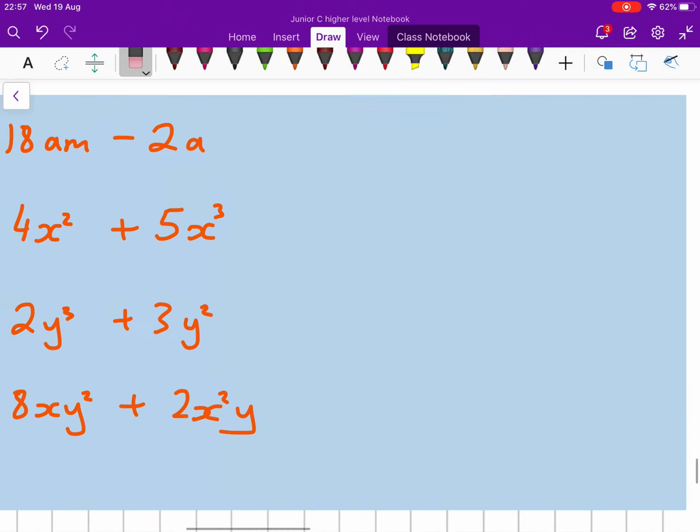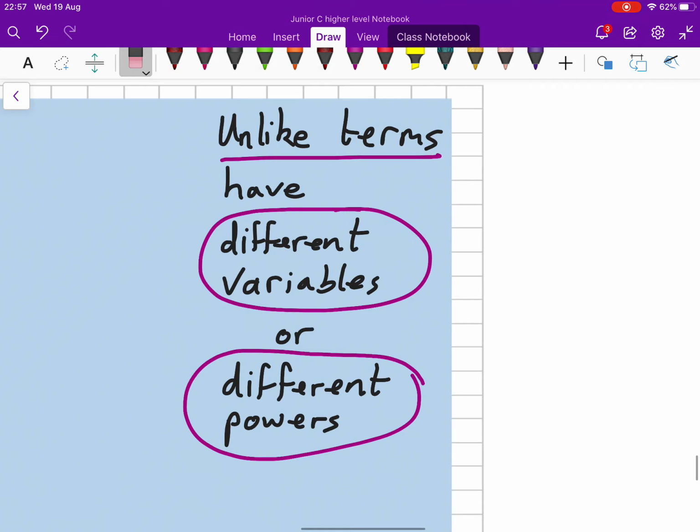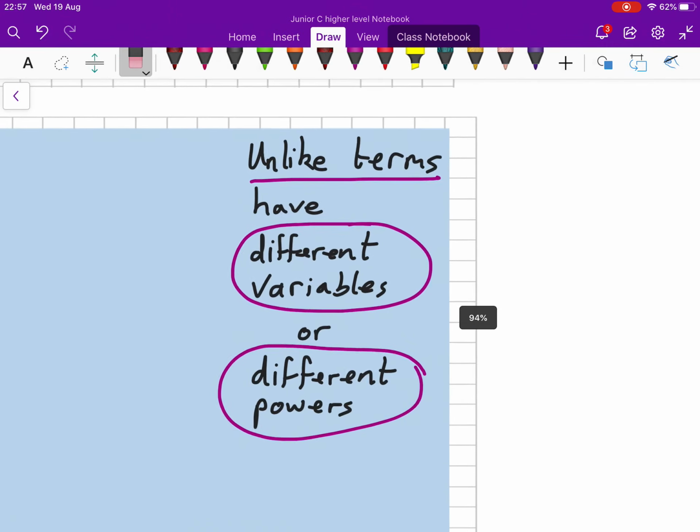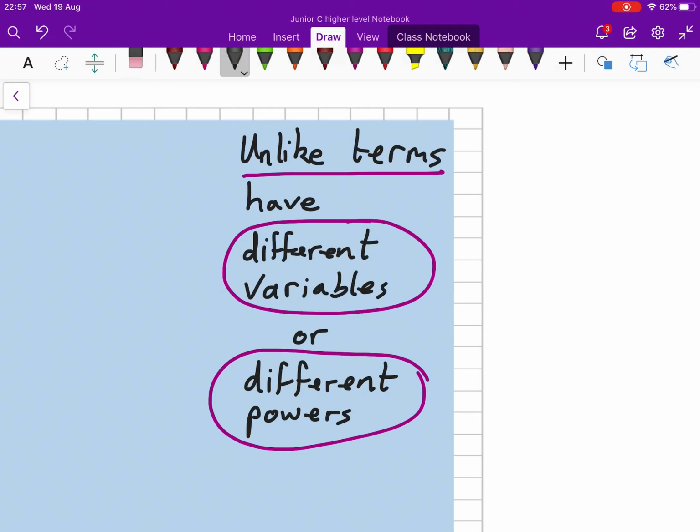So there's some examples of unlike terms that should not be added or subtracted. Unlike terms have different variables or different powers, and we shouldn't be adding and subtracting them. Notice the word or here. So if the variables are different, they're unlike, regardless of the powers. If the variables are the same but the powers are different, then they're not like terms. So basically either one of these criteria will knock it off, so they're not like terms.